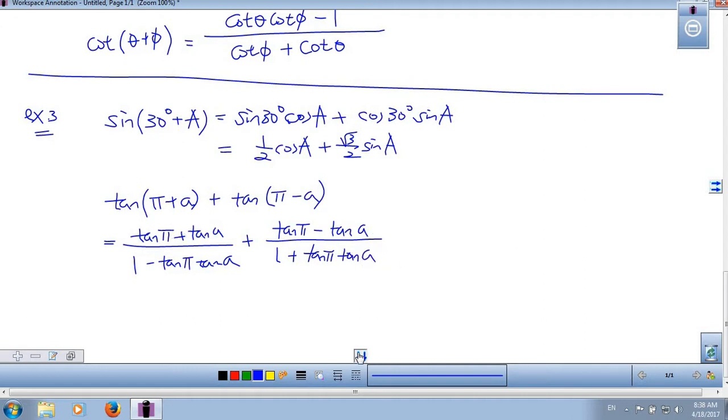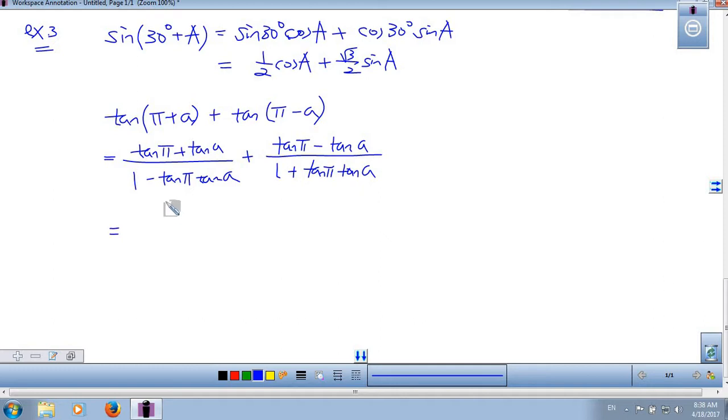Now, let's go ahead and bring it up. What is tangent pi? Tangent pi is 0. So 0 plus tangent a divided by 1 minus 0, plus 0 minus tangent of a divided by 1 plus 0. So it's tangent a plus negative tangent a divided by 1. So this is actually equal to 0. So those two expressions are exactly the same expressions.